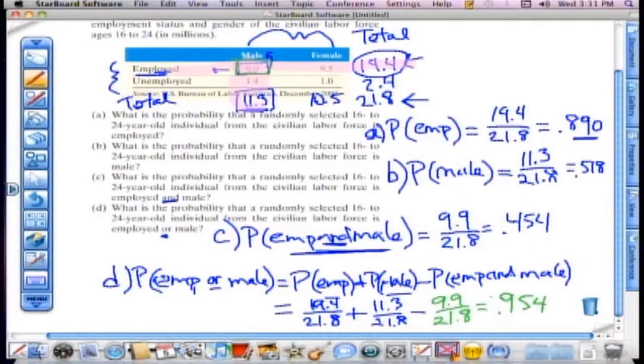So the probability that you would choose somebody that was employed or male would happen 95.4% of the time. Okie dokie. Let's go on.